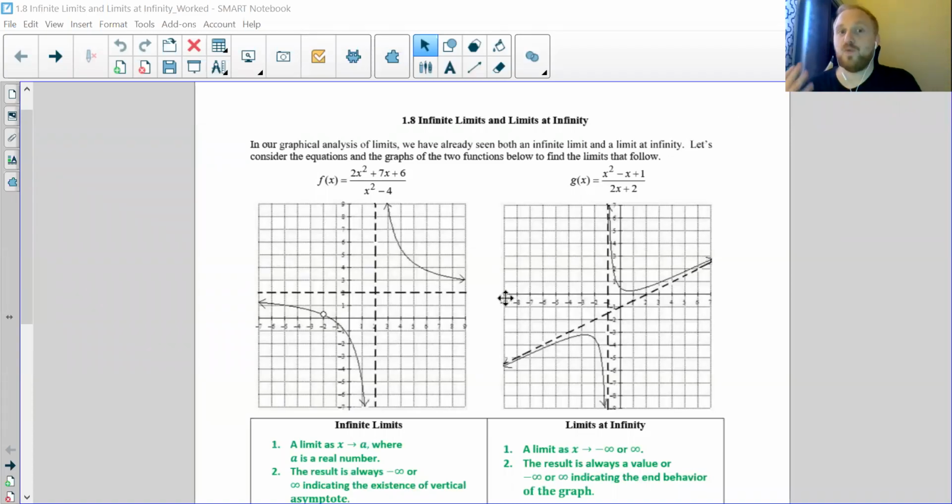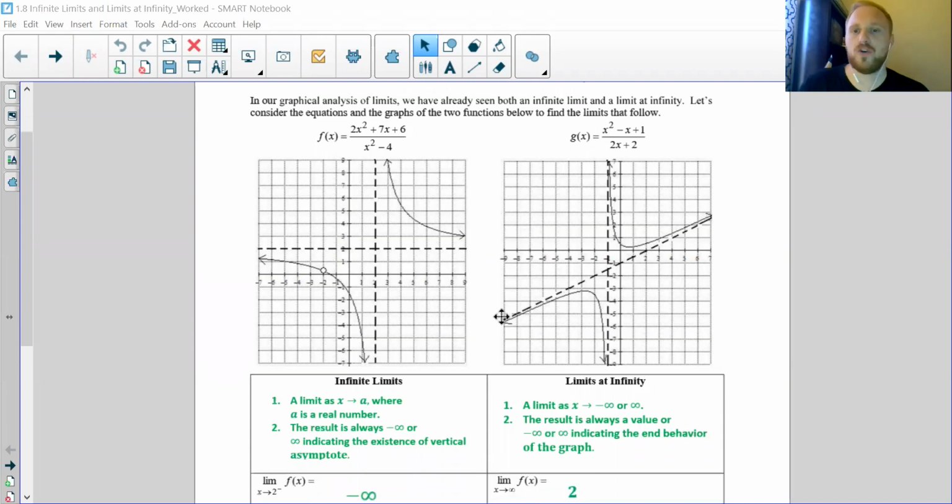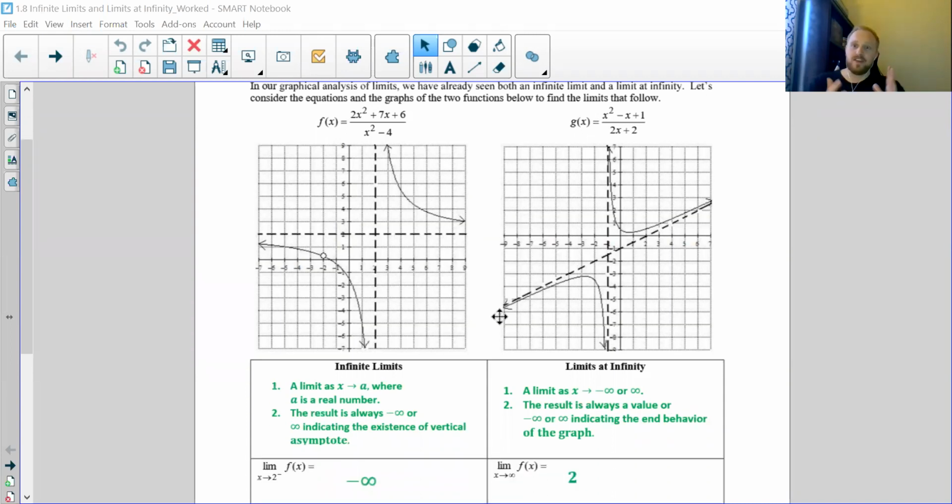Today we're going to cover 1.8, which is infinite limits and limits at infinity. There are two different types of these limits. We tend to get them confused because they both use the word infinite. Infinite limits occur when a limit as x approaches some constant value a, where a is a real number, and the result is either negative infinity or positive infinity.